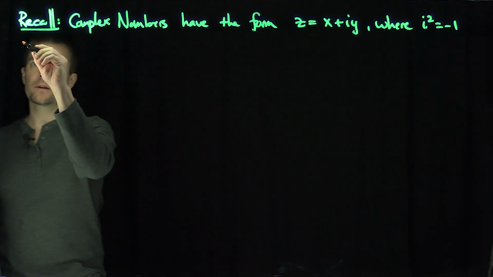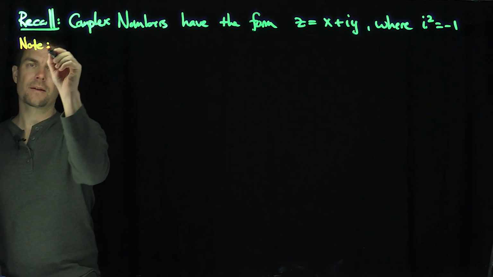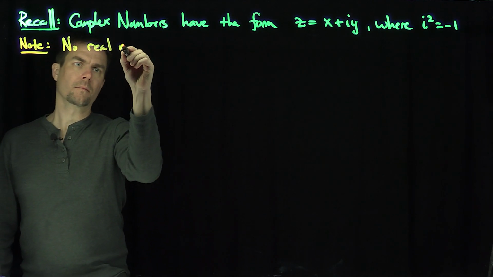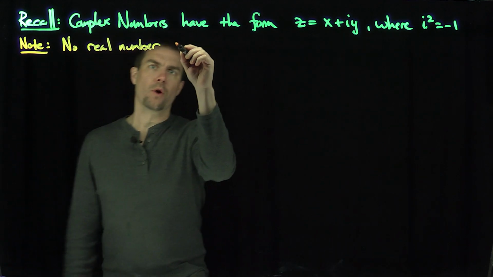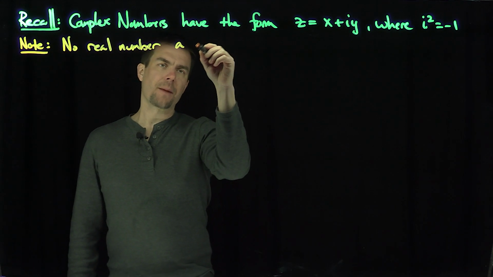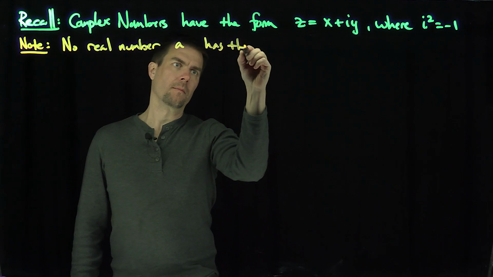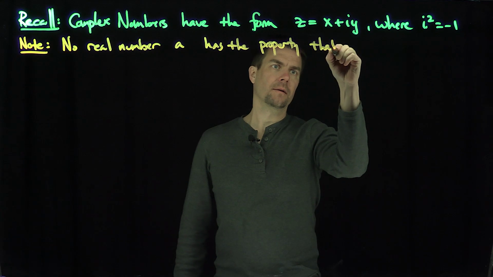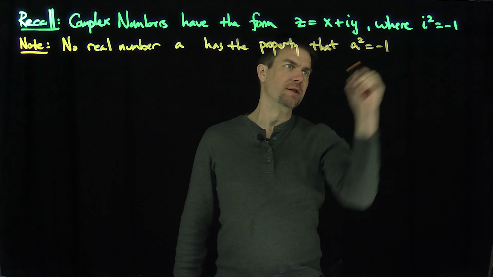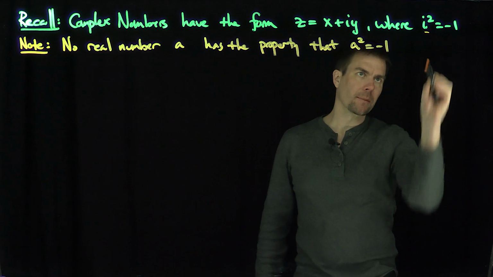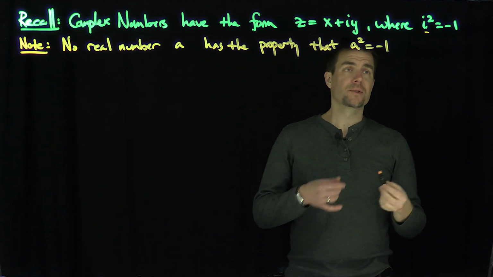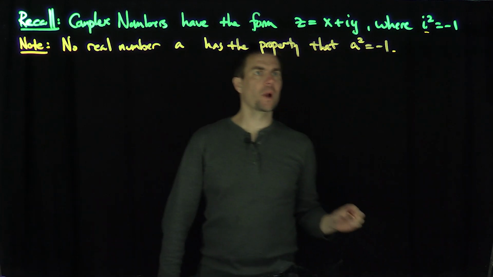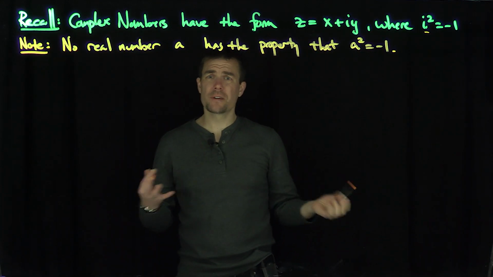So of course, just a note, no real number a has the property that a squared is -1. So in particular, this number i over here is not a real number. It's a complex number. It's one of the imaginary units, right? So we call this the imaginary unit i, okay? And so what I want to do now is, we've seen complex numbers before in our study of differential equations.